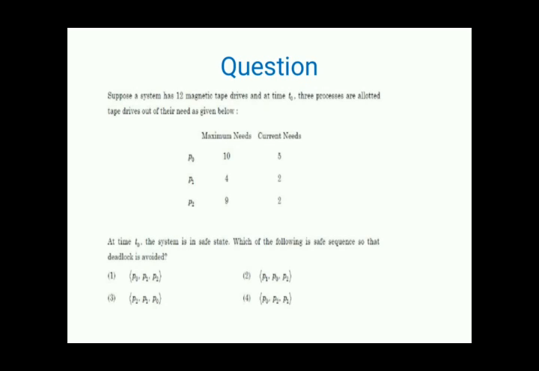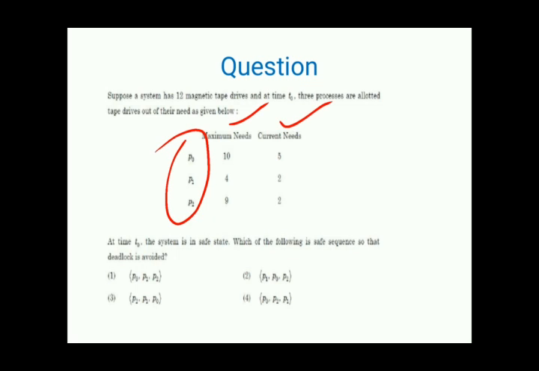So today's question is, suppose the system has 12 magnetic tape drives and at time t0 three processes are allocated tape drives out of their needs as given below. So we have three processes, and these three processes have maximum needs given in the first column and the current needs given in the second column.